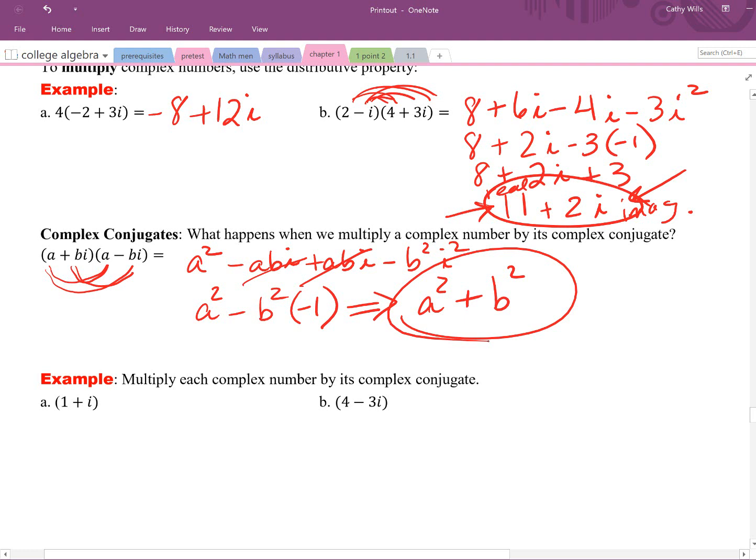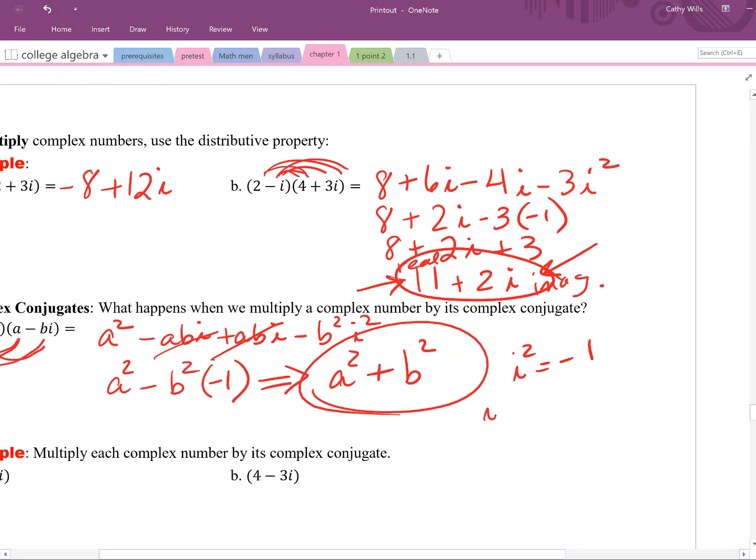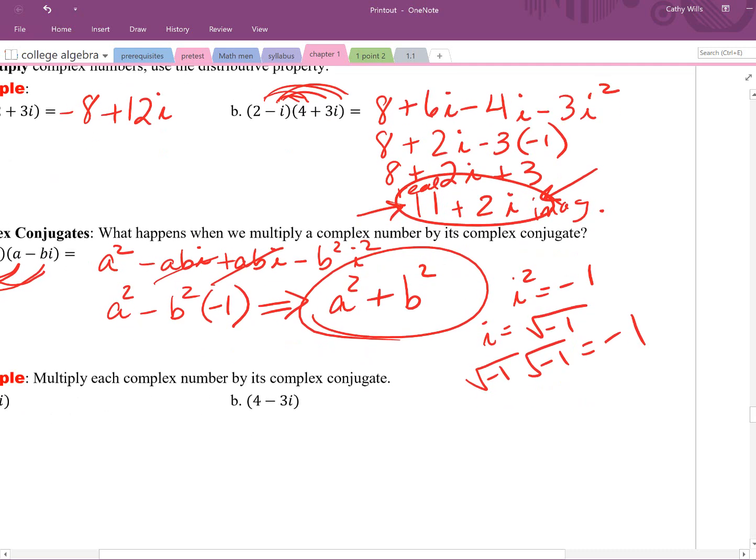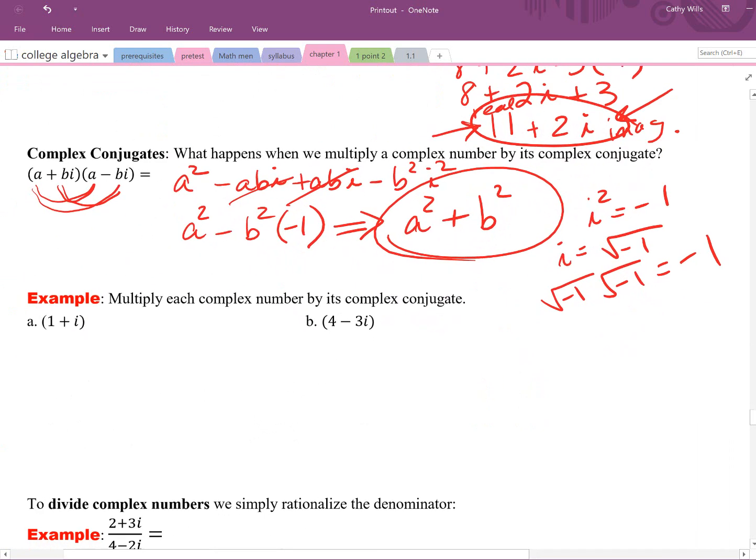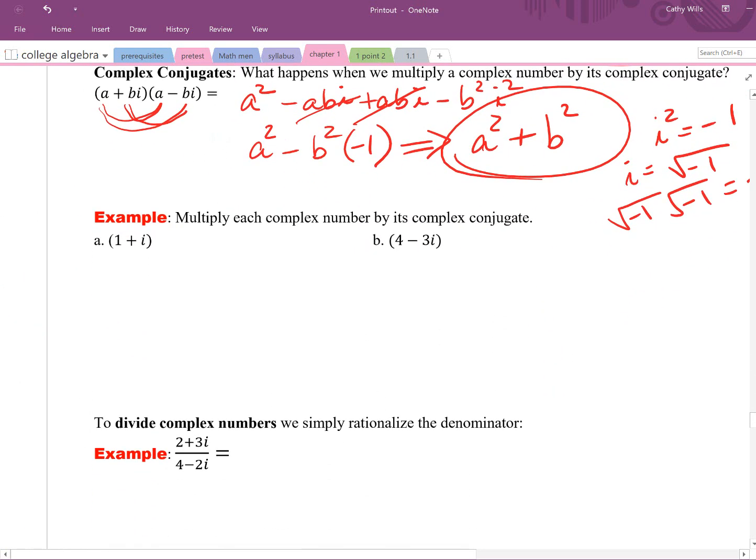So it's a little tricky because you always have to remember i squared is always negative 1 because i is the square root of negative 1, and the definition of square root is the number you multiply by itself to get the number under the radical. All right? So got to be really careful when you're dealing with your i's.